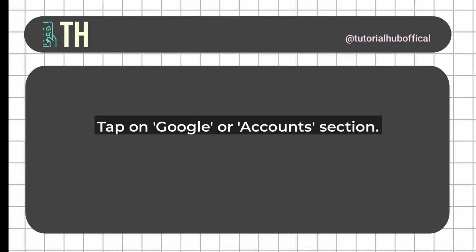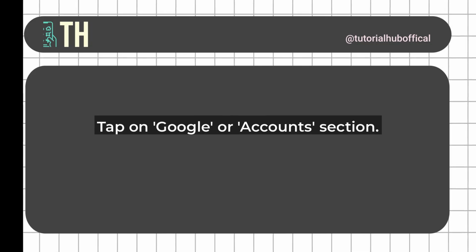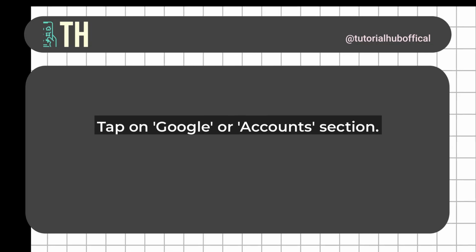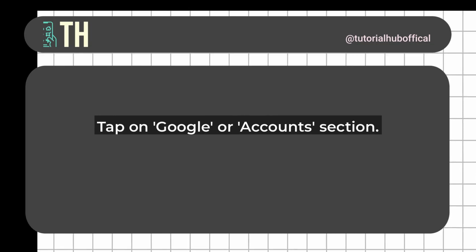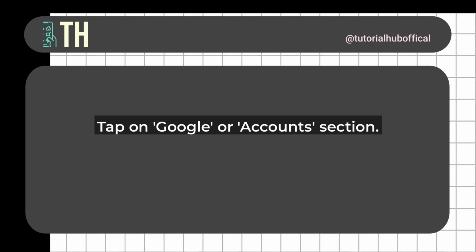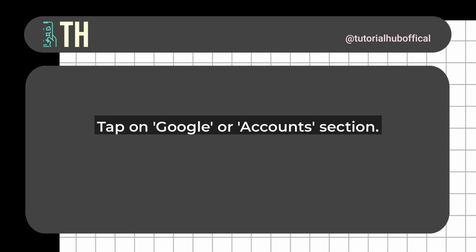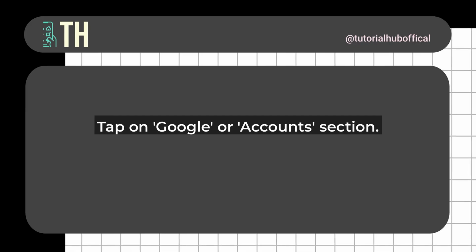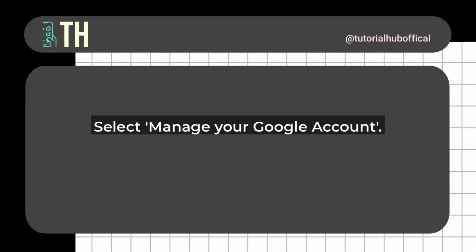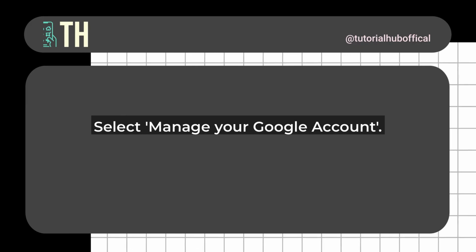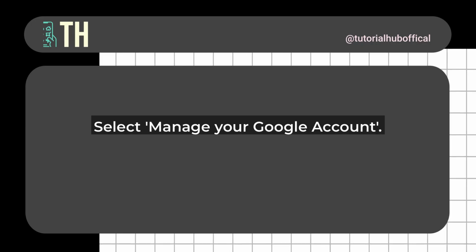Let's dive right in. First things first, make sure your Android device is updated to the latest version, Android 16 or whatever's current in 2025, for the smoothest experience. Start by opening the Settings app, which you can find on your home screen or in the app drawer. It's that gear icon you've probably seen a million times.